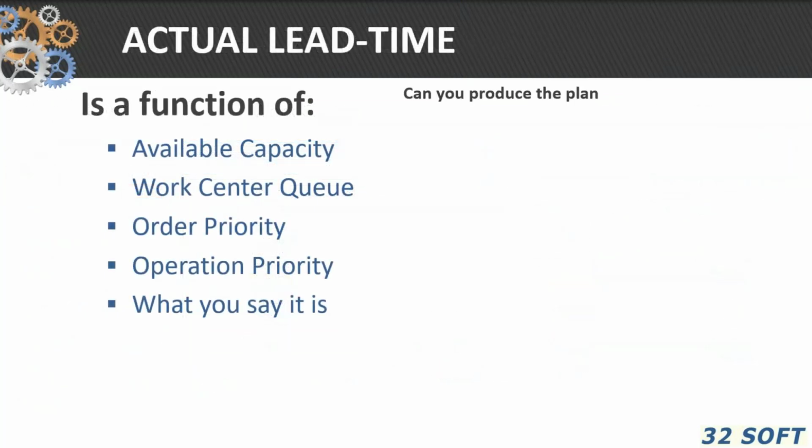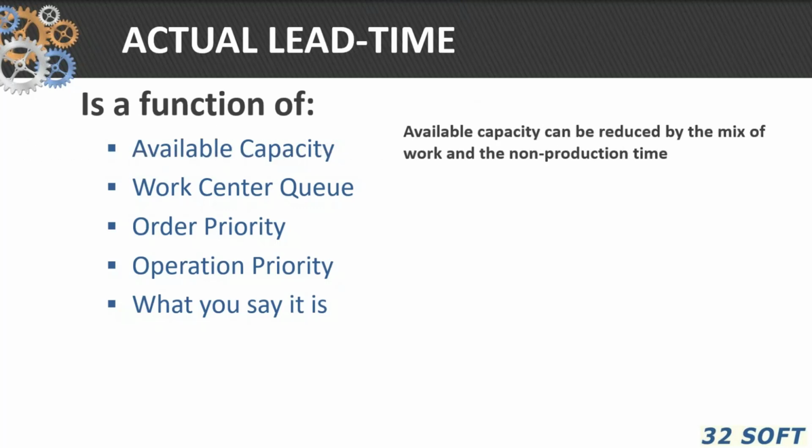Actual lead time. What is actual lead time? Well, it's a function of what can you produce. What do you actually produce? That's what your actual lead time is. It's the available capacity, which can be reduced by the mix of work orders and non-productive time, meetings, safety meetings, etc., and the mix of work orders that go through the process.